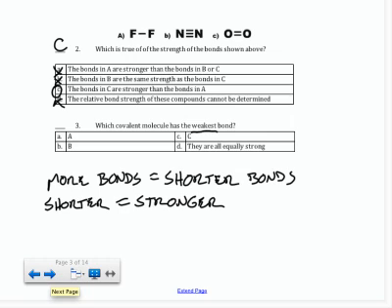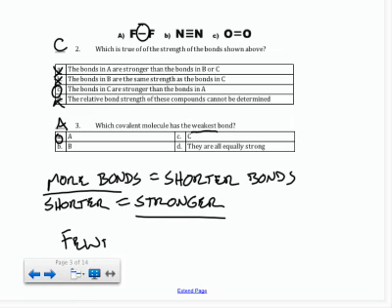And then the second question, which has the weakest bond? Well, if shorter and more bonds mean stronger, then that means that fewer bonds are going to be the weakest. Right? So remember, fewer bonds are weaker. The more bonds there are, the shorter they get, and the shorter they are, the stronger they are.